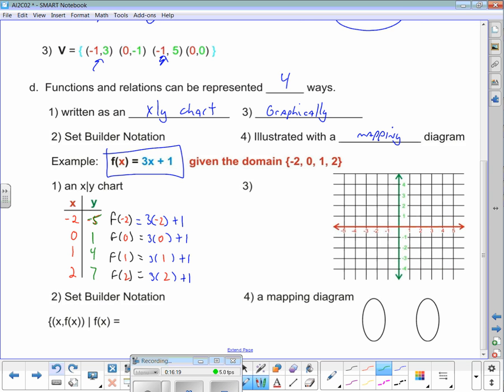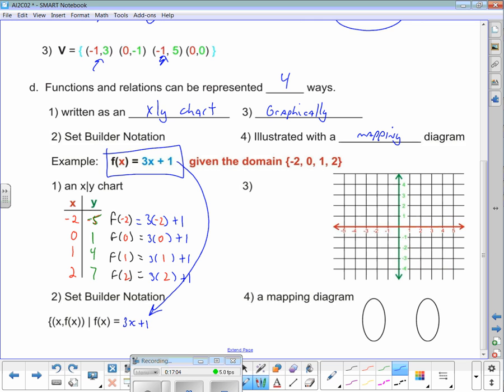Set builder notation. So if you remember how to say this, this is the set of all x, f of x pairs. Sometimes where f of x is will be y, all x, y pairs. One is functional notation, the other is just normal coordinate notation. It can be either way. So this is the set of all x, f of x pairs such that f of x equals, and now we need the rule here, 3x plus 1. Where did I get that from?